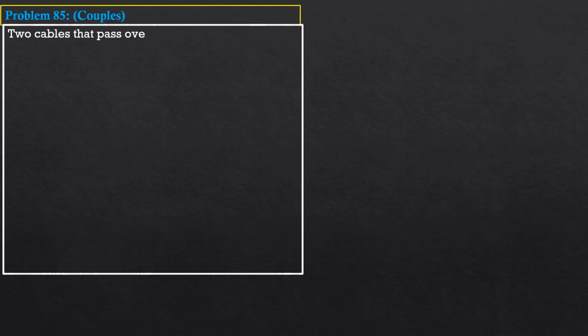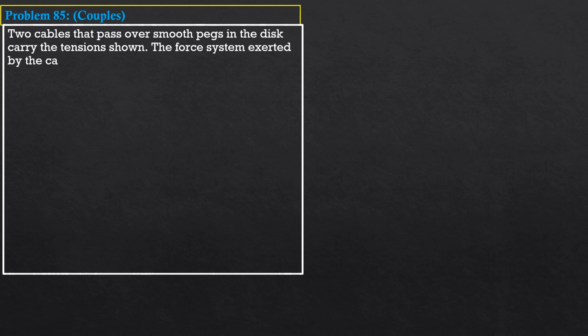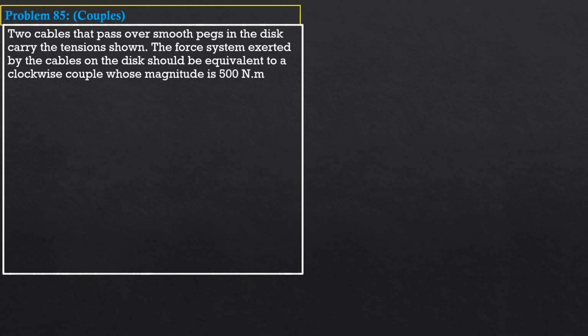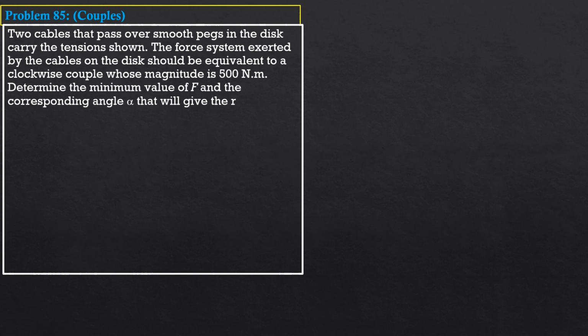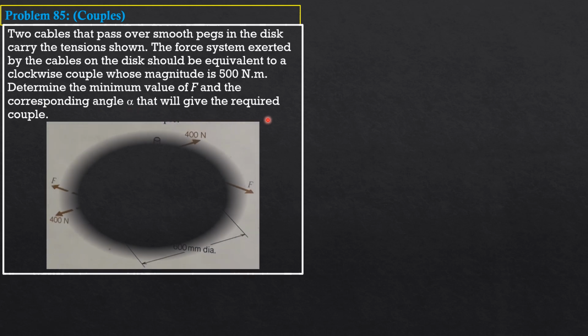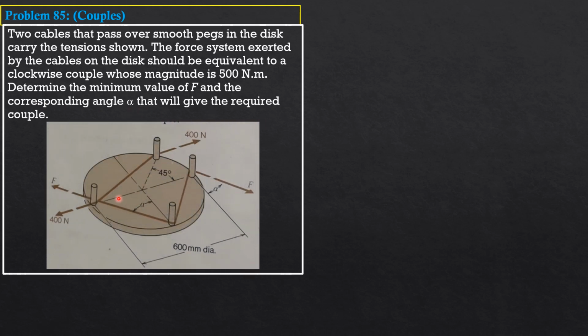Problem 85. Two cables that pass over smooth pegs in the disc carry the tension shown. The force system exerted by the cables on the disc should be equivalent to a clockwise couple whose magnitude is 500 Newton meter. Determine the minimum value of F and the corresponding angle alpha that will give the required couple. So here is the given figure so that we can analyze it well. Let's do the top view.